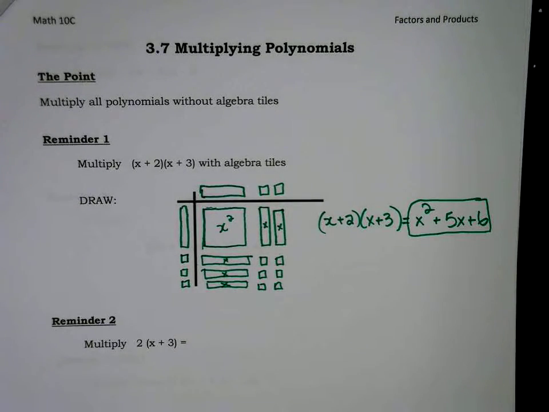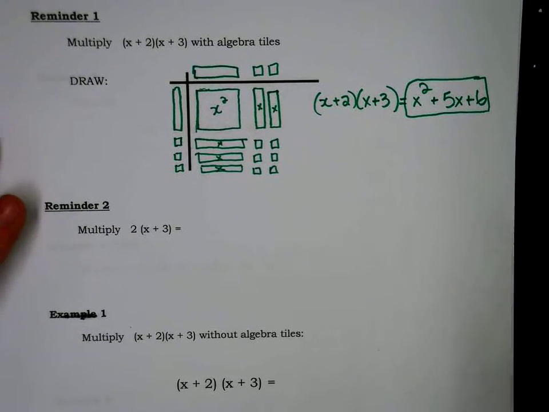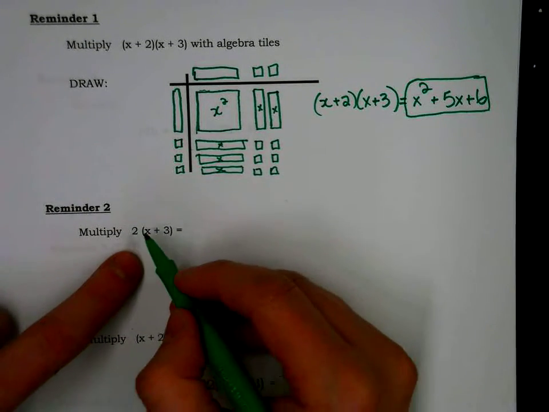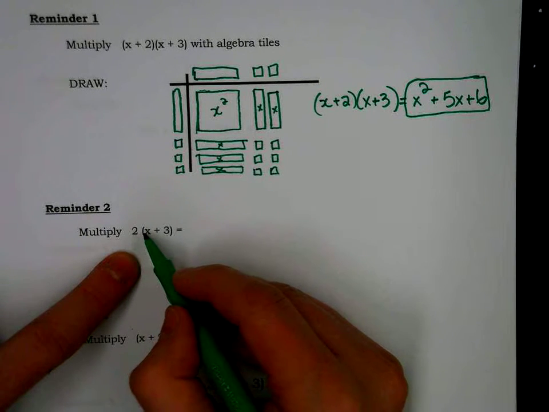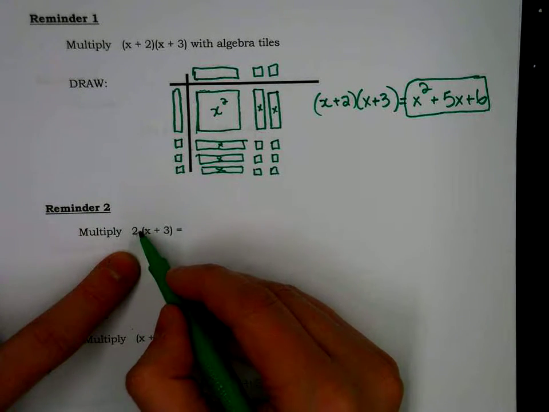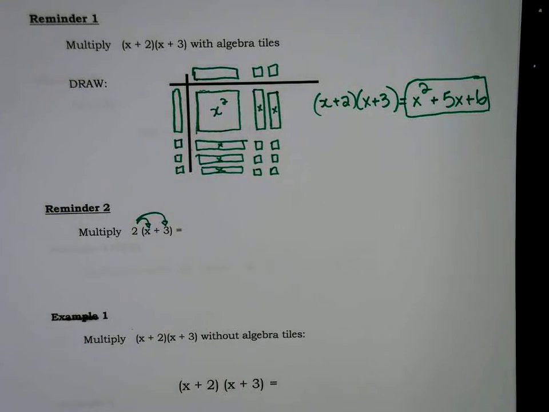Now you actually learned in a previous grade how to deal with a monomial times a binomial without algebra tiles. And eventually you got to the place where you could say, all right, we're saying 2 times x, and we are saying 2 times 3. Each of those is and can be considered a bit of a product.